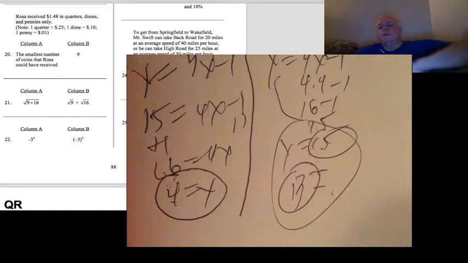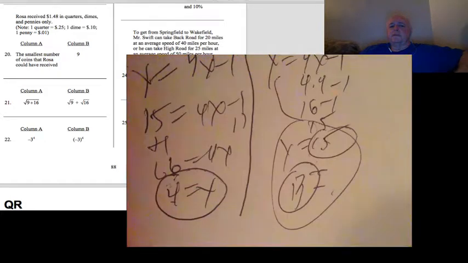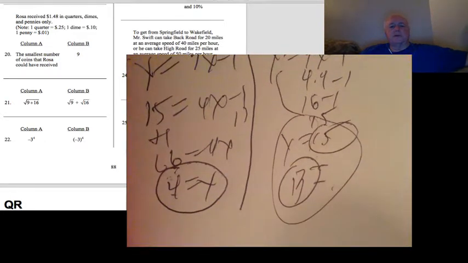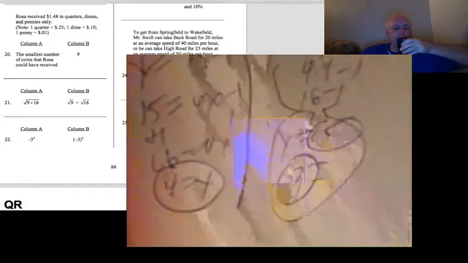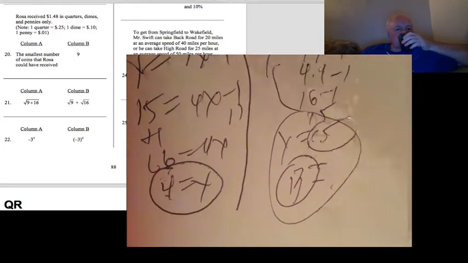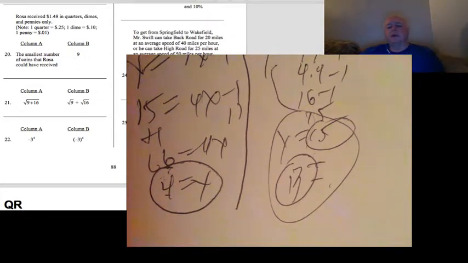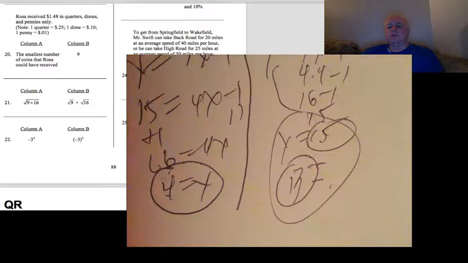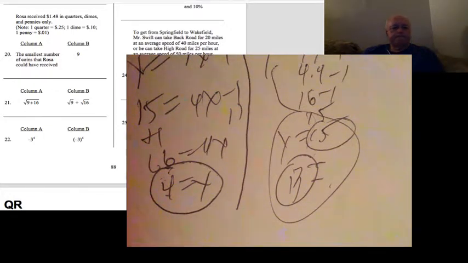So Rosa received $1.48 in quarters, dimes, and pennies. And they're giving us specifics. A quarter is 25 cents, a dime is 10 cents, and a penny is a penny, 1 cent. And they want us to compare 9, which is column B, with the smallest number of coins that Rosa could have received. So what's the least number of coins that Rosa could have received? Any ideas on that?